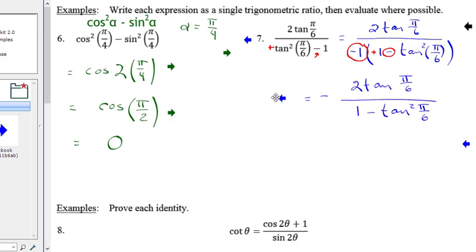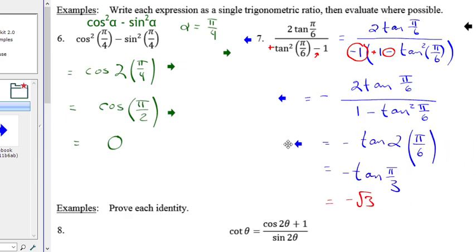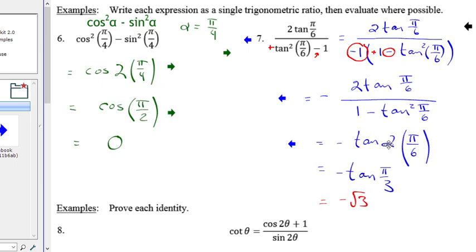So now I've taken the negative out in front here. So I have the negative of this expression, which is just the negative of tangent 2 times pi by 6, which is the negative of tangent pi by 3. Tangent of pi by 3 is root 3, and so my answer will be the negative square root of 3. A bit of manipulating involved, but again, just making use of the identity for tangent 2 theta. Pause the video as you need, but I will go on to number 8.